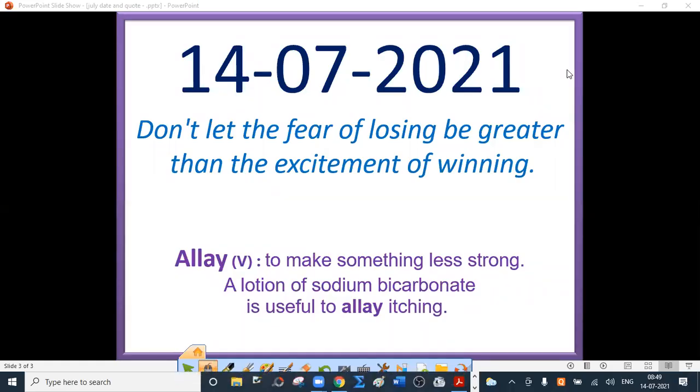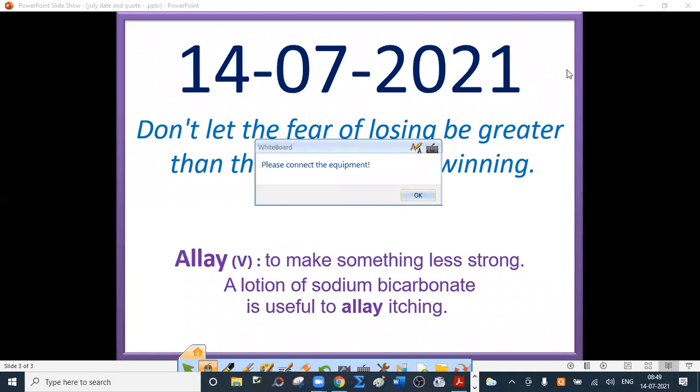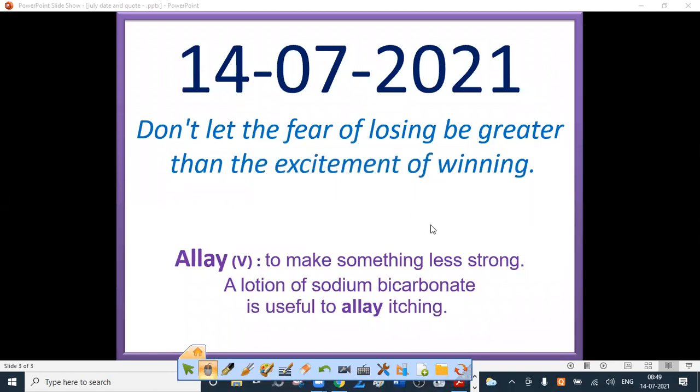Good morning. Today's quote is: don't let the fear of losing be greater than the excitement of winning. Don't let the fear of losing be greater than the excitement of winning.